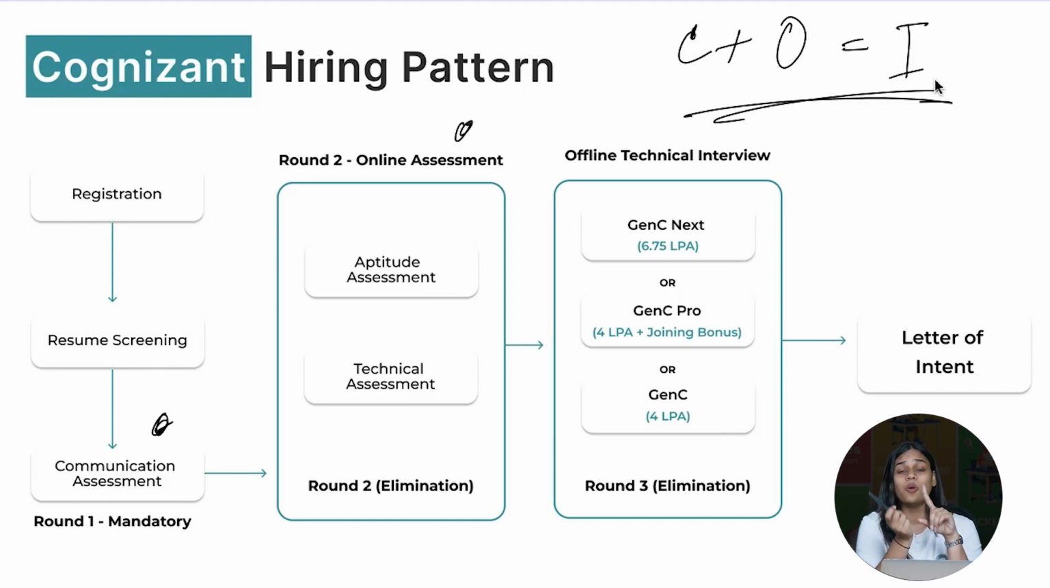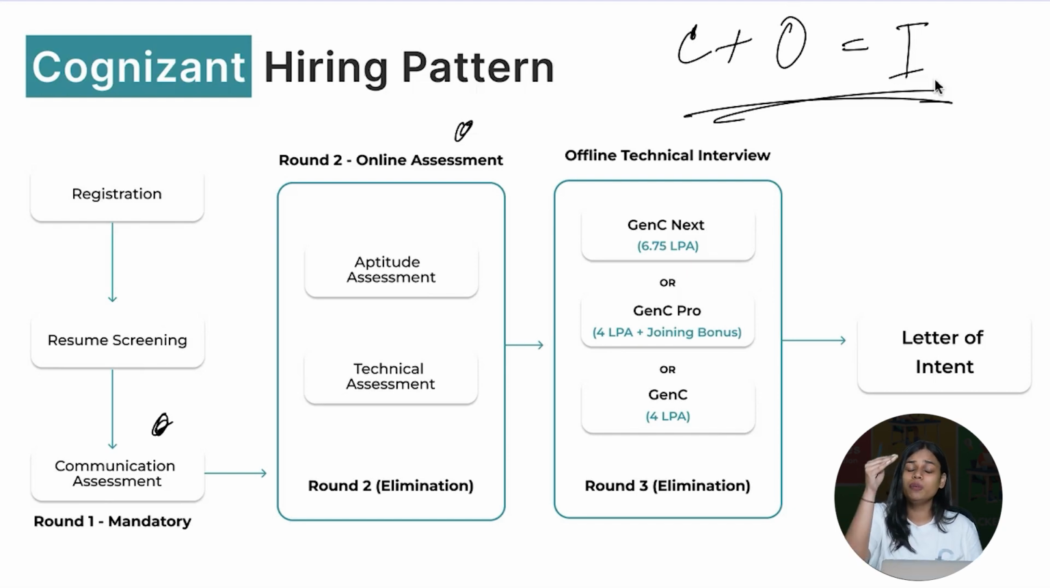All right. Now, if you have scored 80% in communication assessment and you have scored 80% and above in online assessment, you will be going directly for the Gen Z Next interview. All right. Understood situation? Now, what will happen in the interview? Ma'am, for example, I am selected for the Gen Z Next interview, but for some reason I don't perform good in the interview. What is going to happen?